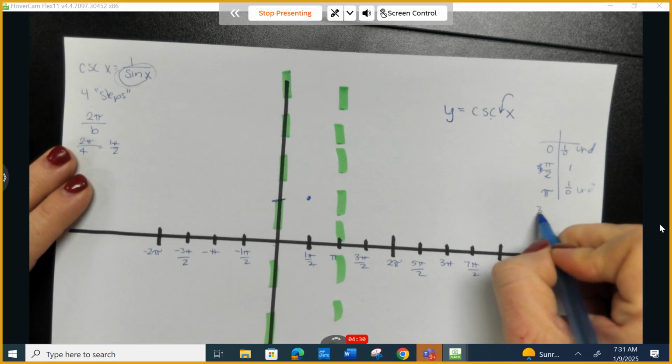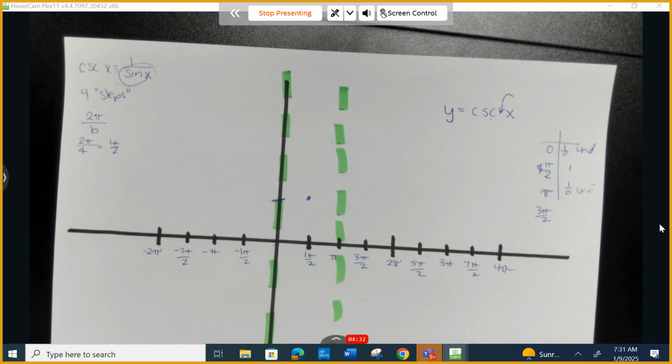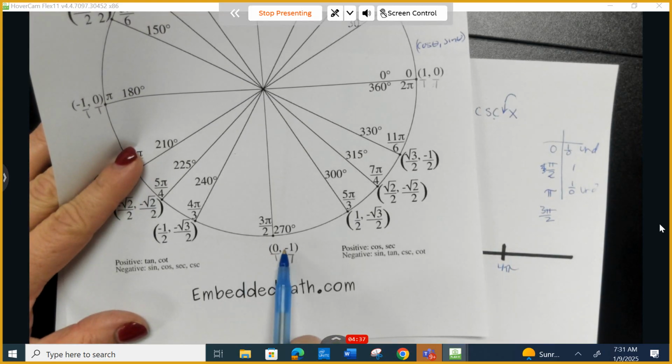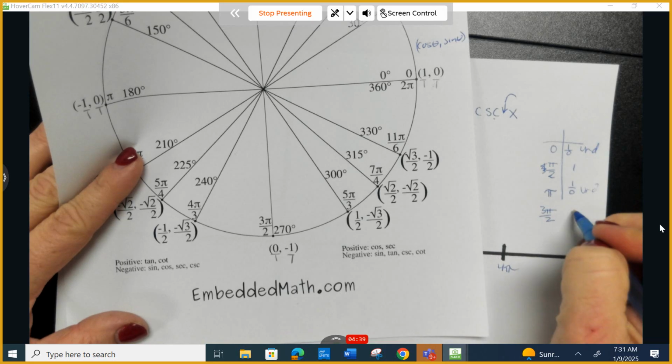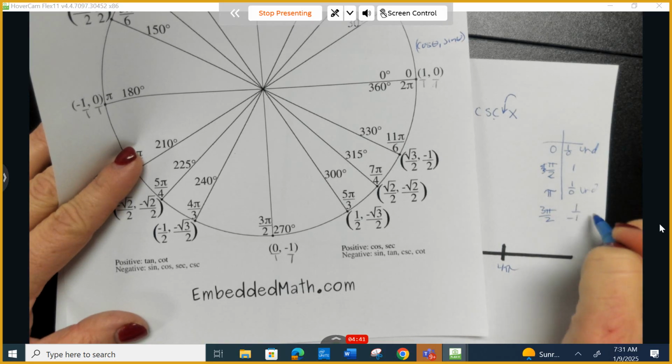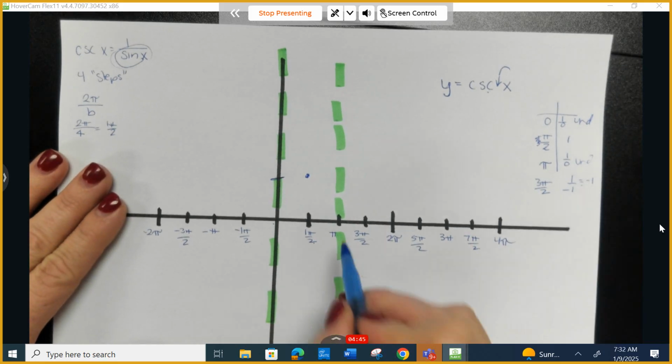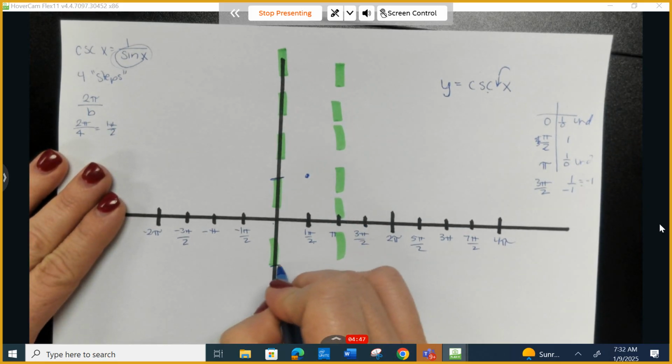3 pi over 2, I have 2 steps left. I'm on my 3rd step. 3 pi over 2, so I come to 3 pi over 2. The sine is negative 1 over 1. When I take the reciprocal, I get 1 over negative 1, which just equates to negative 1. So I'm at negative 1 at step number 3.